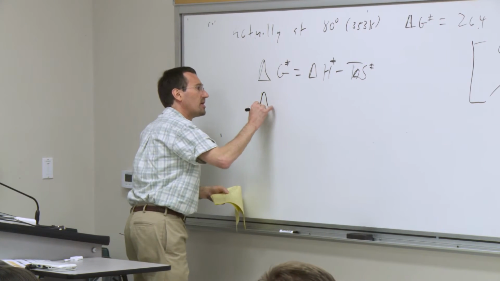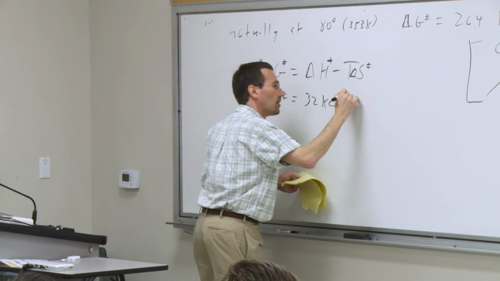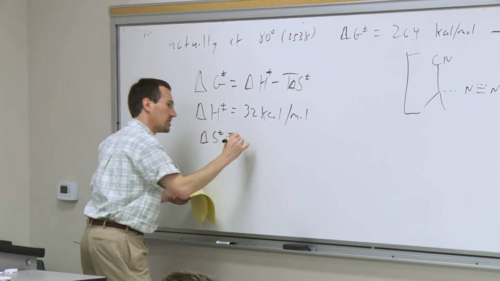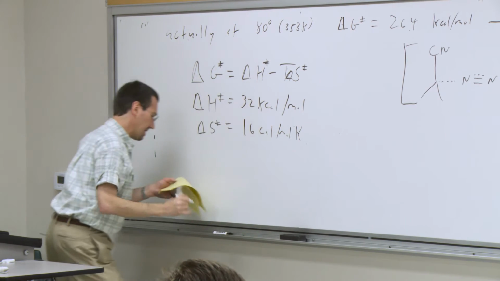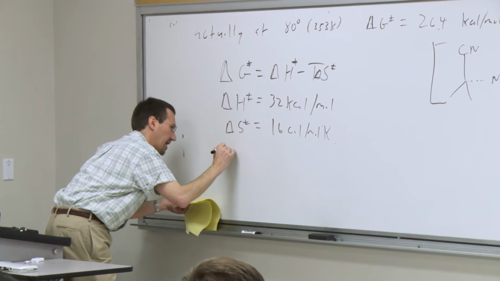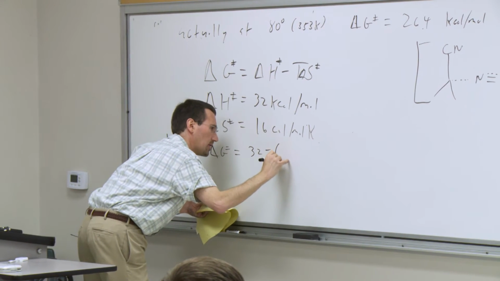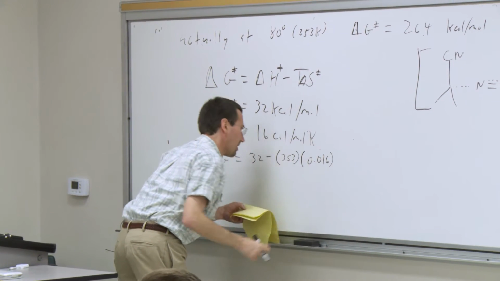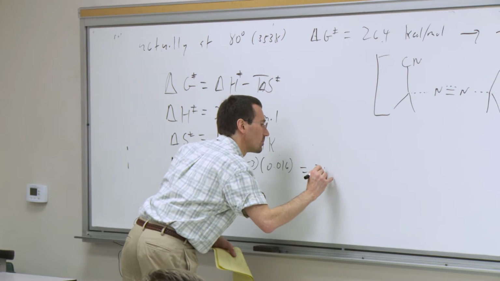And for this reaction, delta H double dagger is equal to 32 kilocalories per mole. And delta S double dagger is equal to 16 calories per mole K, or entropy units. And delta G double dagger equals delta H double dagger minus T delta S double dagger, right? So that means delta G double dagger equals 32 minus 353 times 0.016, right? I have to keep my units, kilocalories. That's equal to 26.4.